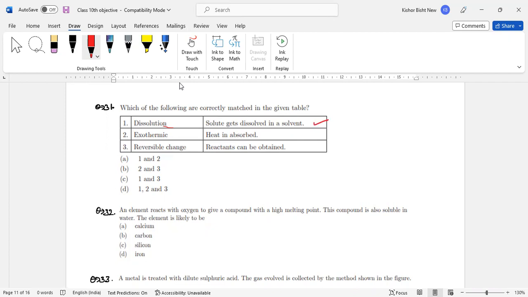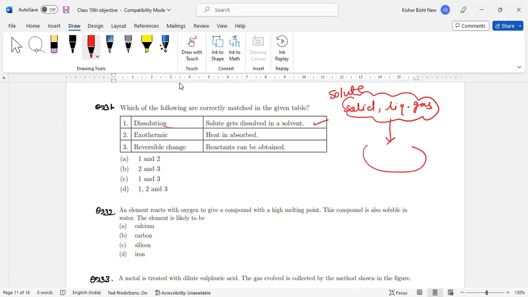Dissolution means any substance, either a solid, liquid, or gas, anything, is a solute. This is solute, dissolved in a solvent. Whatever solute we dissolve in a solvent, either it is in the phase of solid, liquid, or gas, this is called dissolution.